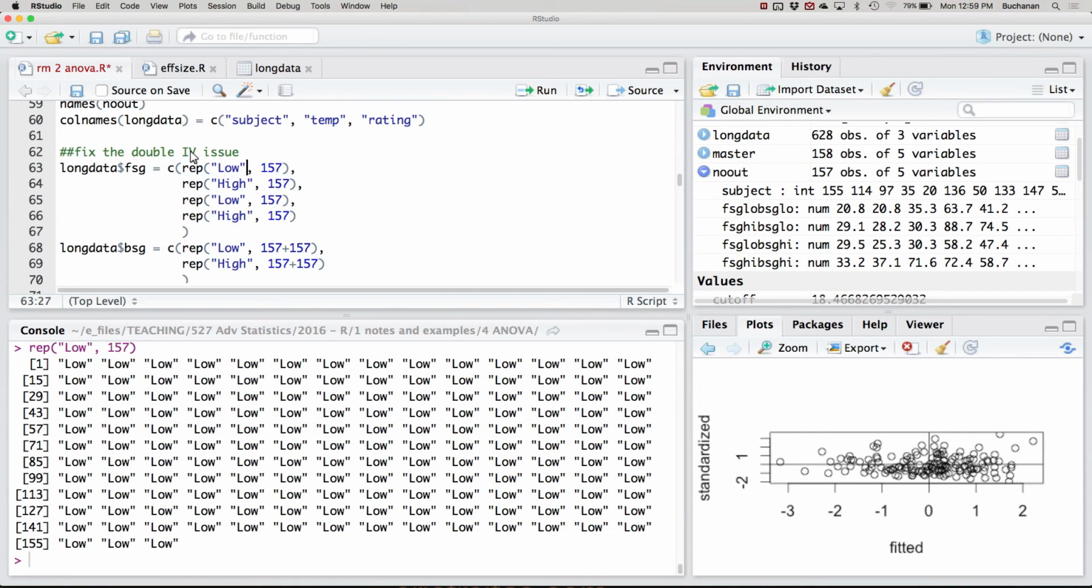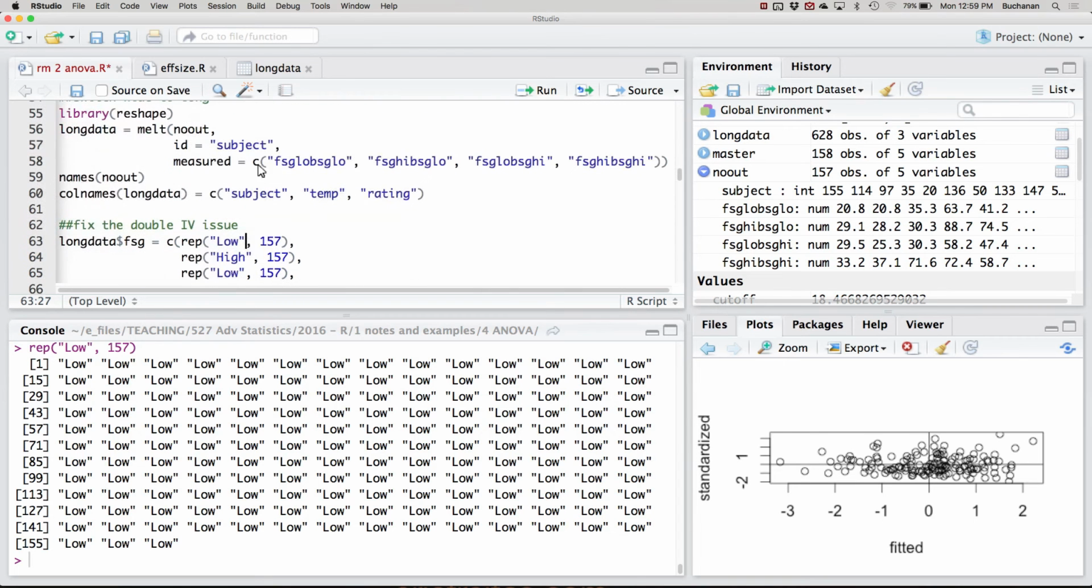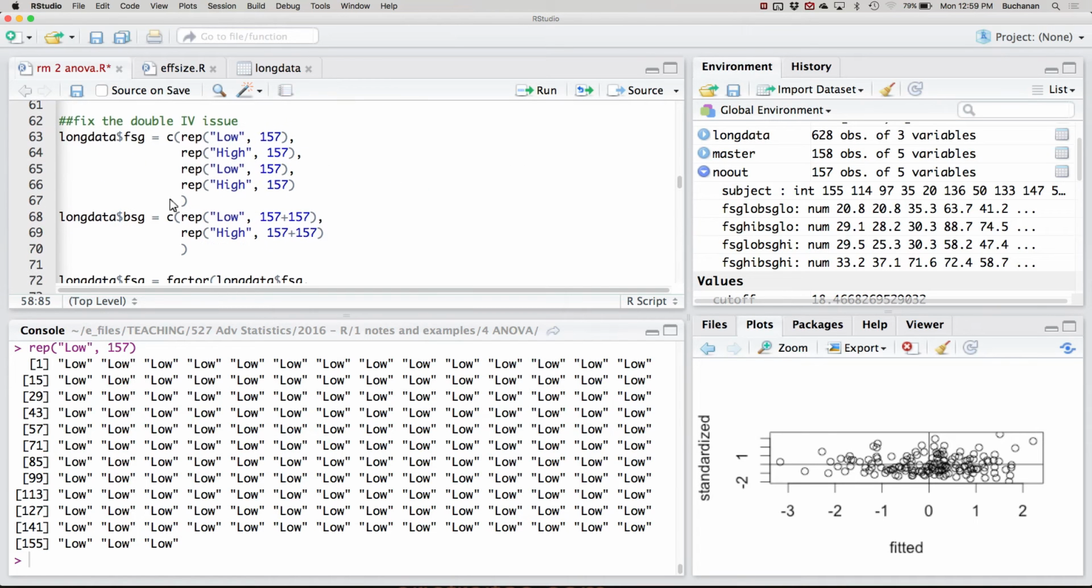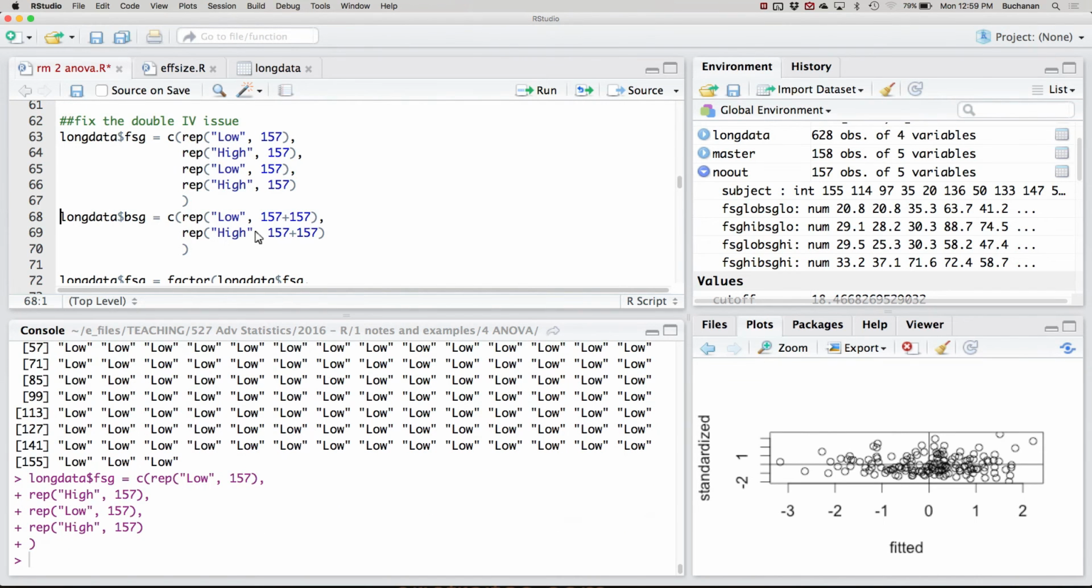What's the order of them? The way to do that is look at what order you put them in the melt part. Okay. So I'm going to make myself 2 new columns. That's much easier than GL, yeah? Okay. Now for the second one for BSG, because it was 157 twice, I just added them together.